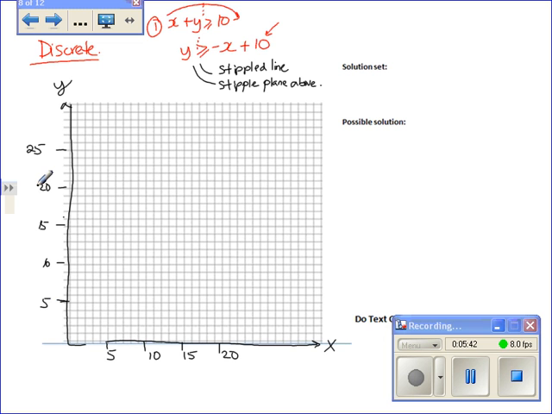Okay, so let's graph this. I'm going to graph it in red. And I'm going to start at positive 10 on my y-axis. So that's right here. I'm going to put a data point, and I'm going to use the slope to do the rest of my line.